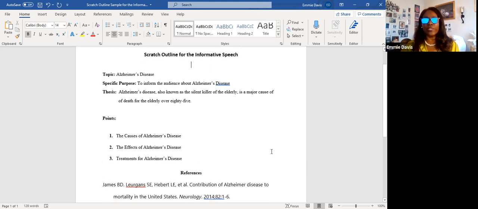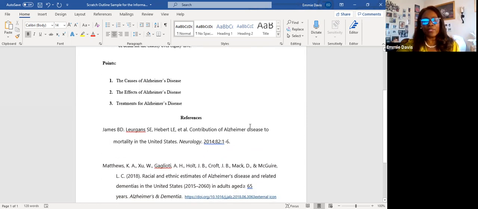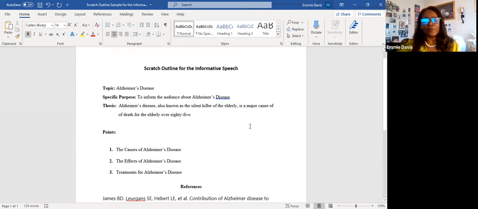This is what you will need when you complete that lesson in module number, let me see which module that is, is it 5? Module number 7, when you have to do the scratch outline and the topics. So here is your scratch outline sample with references.